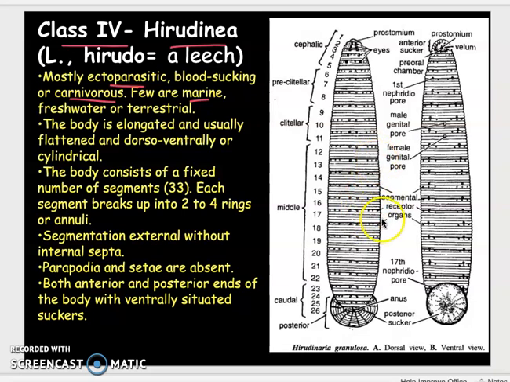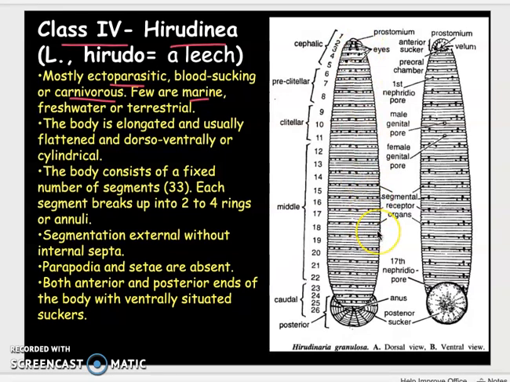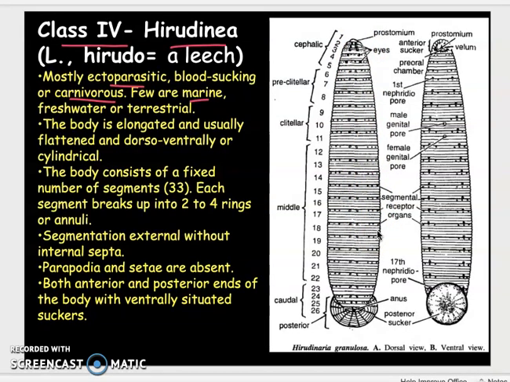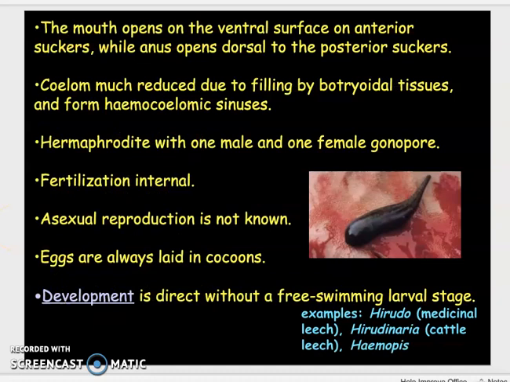You can't see any parapodia and setae, and both the anterior and posterior ends of the body have ventrally situated suckers. On the ventral side you can see one sucker at the posterior end and another sucker on the anterior end. The mouth opens on the ventral surface of the anterior sucker, while the anus is dorsal to the posterior sucker. The coelom is much reduced due to filling by botryoidal tissue and forms a hemocoelic sinus.